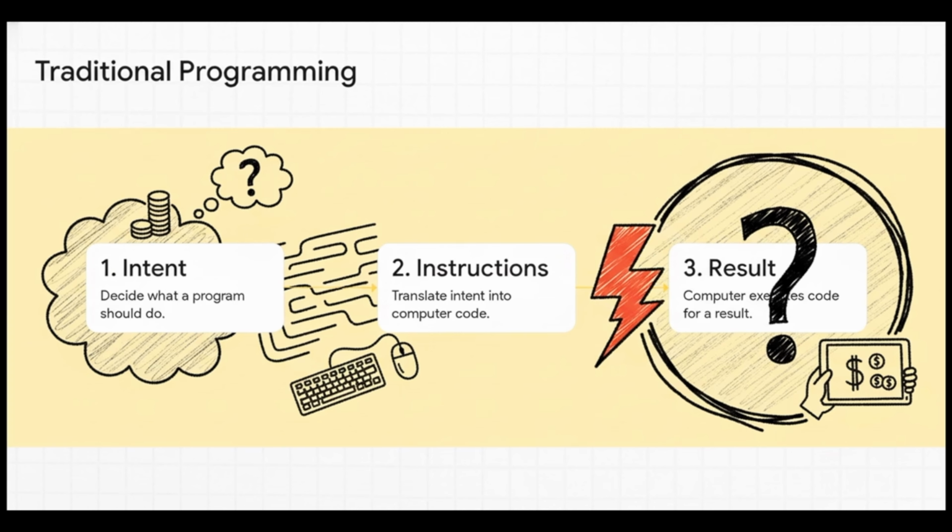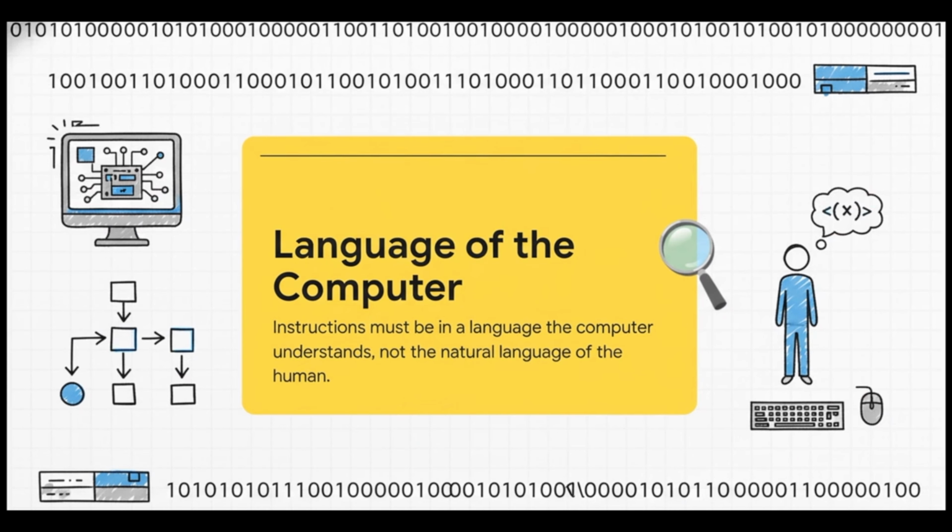Well, there was one massive, massive catch. And this is the whole thing right here. Those instructions, the code, it had to be written in the computer's language, not yours. The burden was always on us, the humans, to learn how to speak machine. And that one single problem, it shaped the entire history of how we build things with computers.